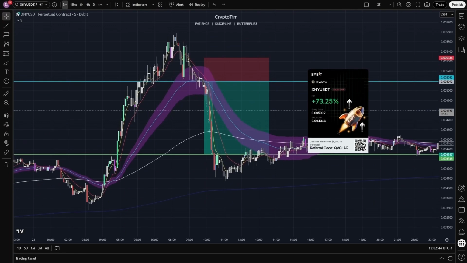Now, what can we tell about this trade in hindsight? First of all, the screenshot of the trade: entry at 0.005092, TP at 0.004346, resulting in a 73% ROI on 5x leverage.